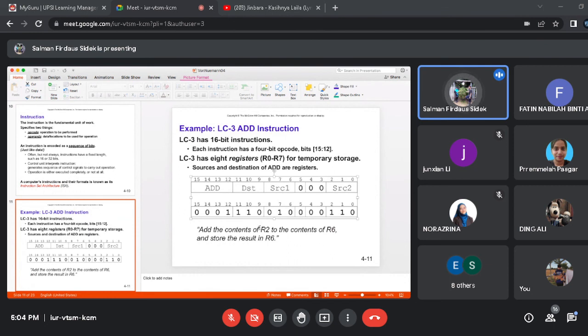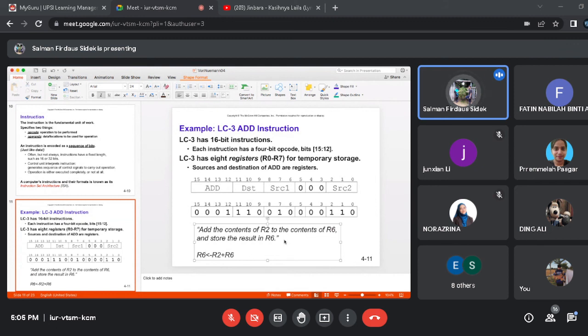If you don't want to write it in sentence form, you can write it using the symbol that I showed just now. So for this case, the content of R2 plus the content of R6, and we store it in R6. So the latest content of R6 is the result.